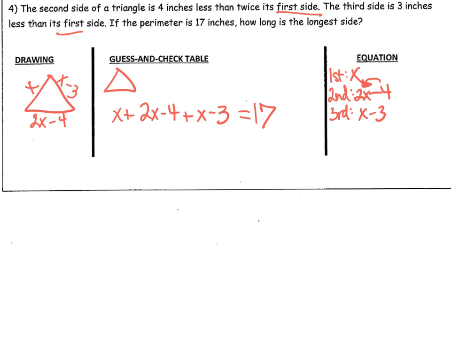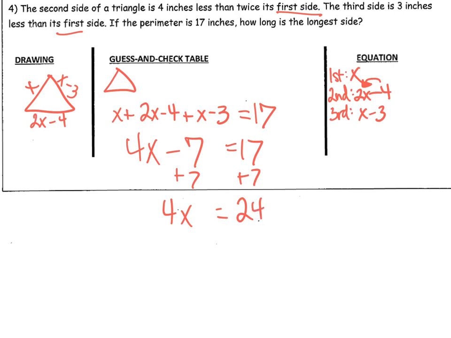Combine like terms, all my x's. X plus 2x plus x, 4x. A negative 4 and a negative 3, negative 7. Ooh, this isn't going to go in evenly, is it? Oh, yes, because hold up. 17 plus 7, 24. Divide by 4. 6. Am I going too fast? Okay. X is 6. What does that mean, 6? 6 is what? X, my first side.